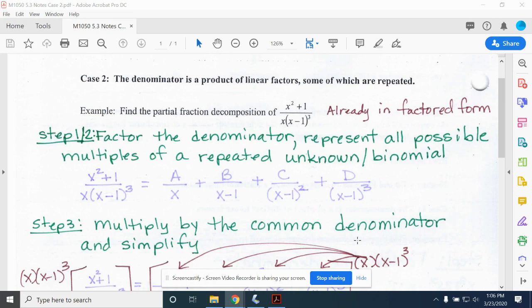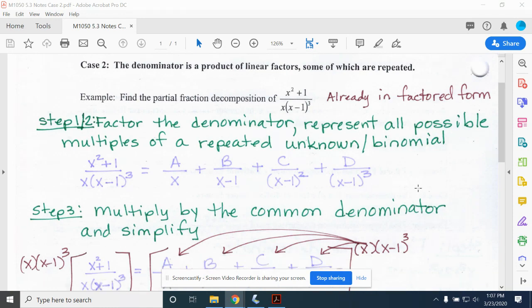Hello again, everyone. We're looking at case 2 from our notes of 5.3, our partial decomposition of rational expressions. This case has a grouping of linear factors that are repeated. Now, this one is already in factored form, which is great. What we would do is break down those factors into pieces, such as our x is a single, just like our case 1. After a linear comes a constant, so this would represent a constant number above.